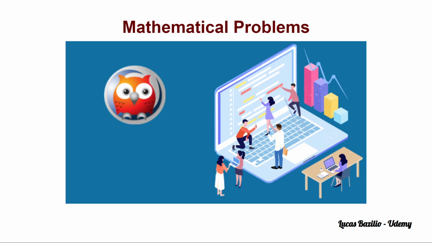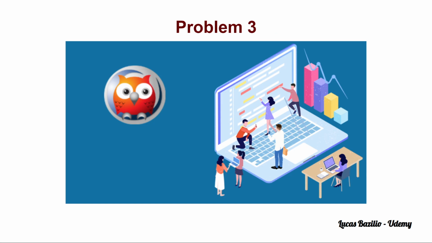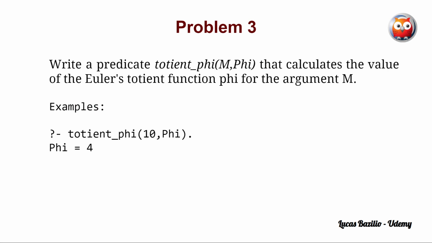Hey everyone, in this lesson we are going to solve problem 3 in the section on mathematical problems. Problem 3 says: write and implement a predicate named totient_phi that computes the value of Euler's totient function phi for the argument m. So the idea is that this is basically a predicate that computes the totient function. We pass the argument m and get the corresponding value. For the argument equal to 10, phi is 4.